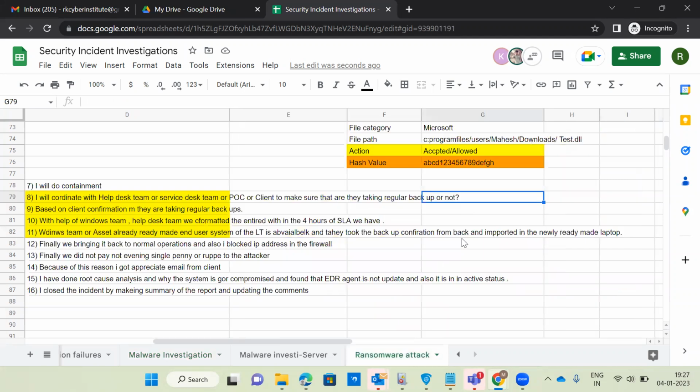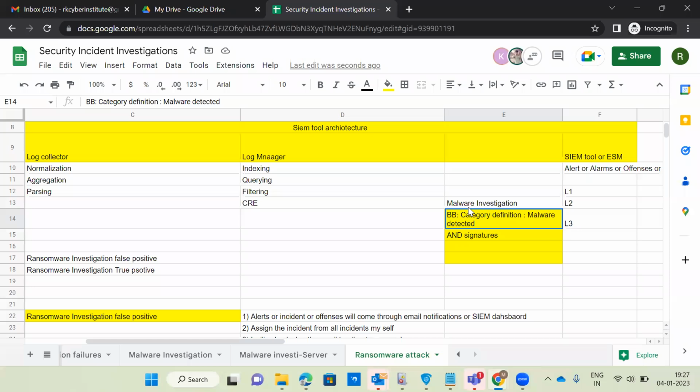So here is the ransomware investigation logic. It will hit this particular logic.